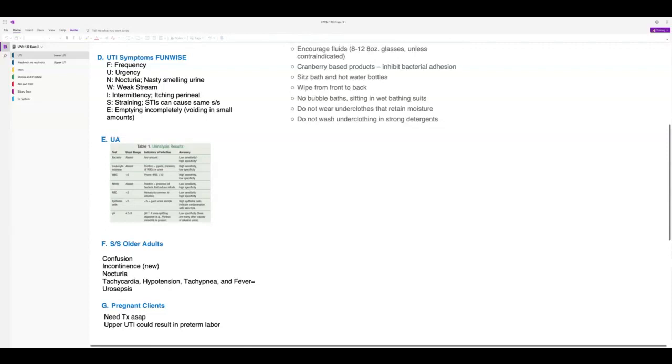Now, with older adults, you probably already know they present with confusion, new incontinence, nocturia, and they'll have tachycardia, because anybody that is under stress has tachycardia, hypotension, and tachypnea, and fever equals urosepsis. So that's why you have to watch them so carefully. Anybody that is pregnant and has an upper UTI needs treatment as soon as possible because it could result in preterm labor.